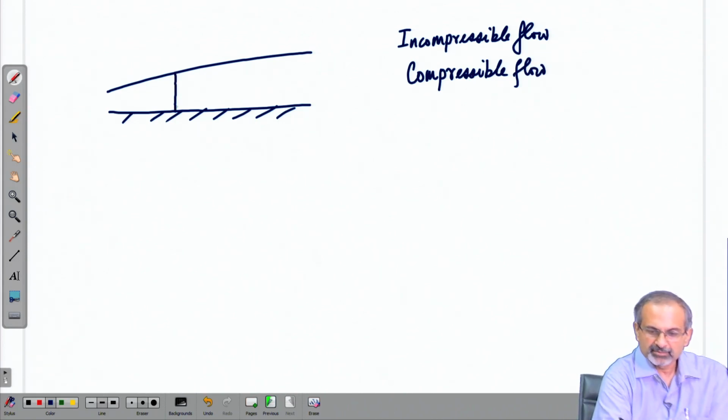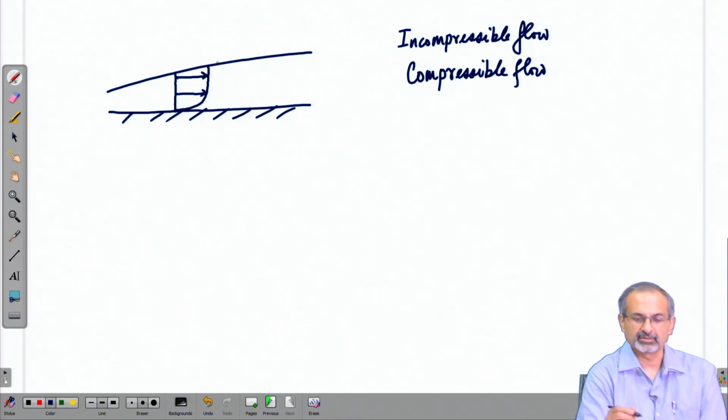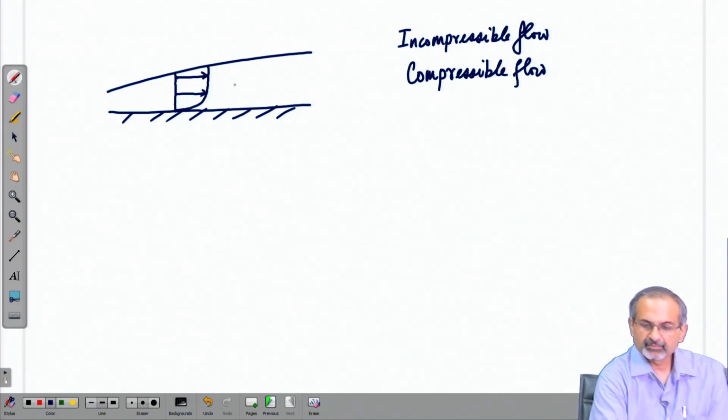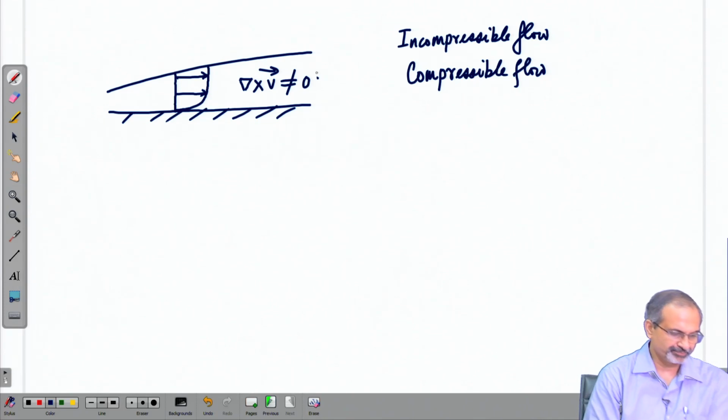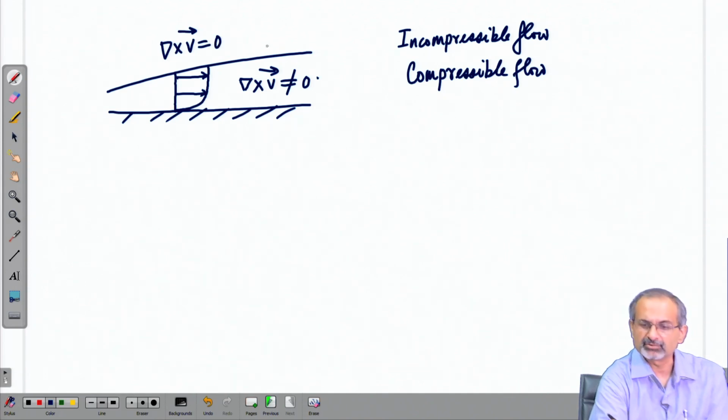The concepts remain quite similar, but you can expect realistic compressible boundary layers to be turbulent, and within the boundary layer, of course, the flow is rotational. However, beyond the edge of the boundary layer, it again becomes irrotational.